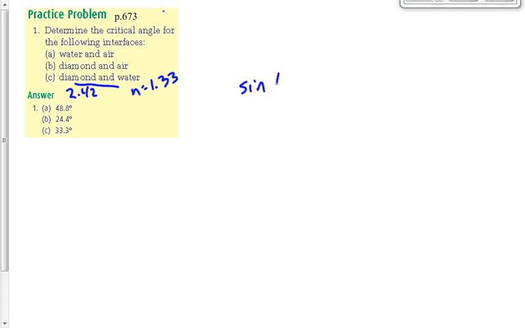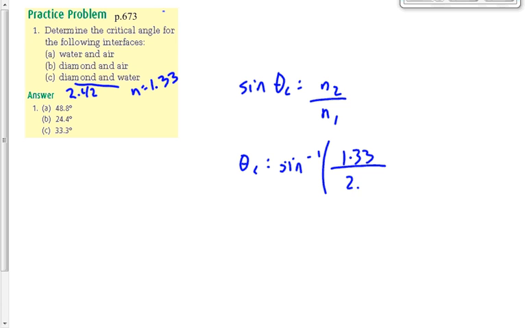We're going to say sine theta c is equal to n2 over n1. We could say over sine 90, but same thing. Theta c is equal to the inverse sine of n2, which is 1.33, over n1, which is 2.42. When we do the math on that one, we should get 33.3 degrees.